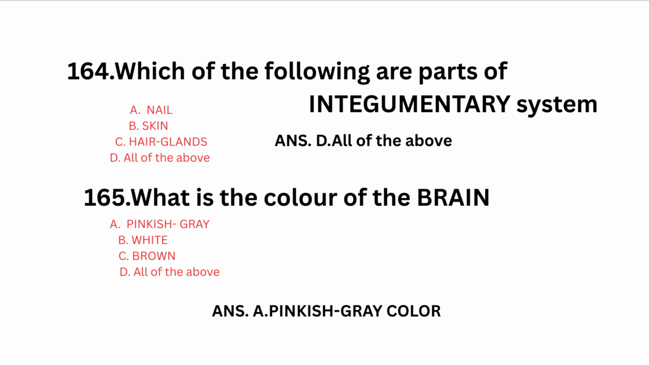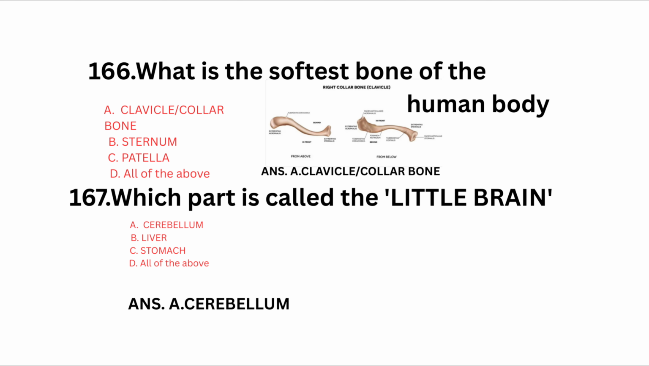165. What is the color of the brain? A, pinkish gray, B, white, C, brown, D, all of the above. Answer is A, pinkish gray. The human brain in reality is a little pinkish grayish in color.